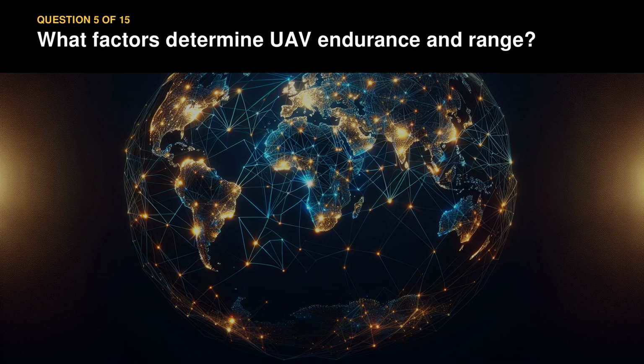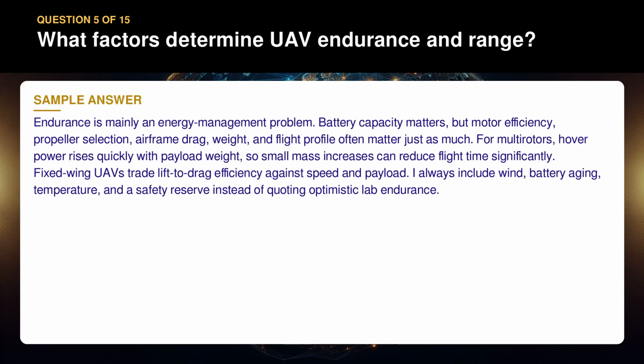Question 5. What factors determine UAV endurance and range? Endurance is mainly an energy management problem. Battery capacity matters, but motor efficiency, propeller selection, airframe drag, weight, and flight profile often matter just as much. For multirotors, hover power rises quickly with payload weight, so small mass increases can reduce flight time significantly. Fixed-wing UAVs trade lift-to-drag efficiency against speed and payload. I always include wind, battery aging, temperature, and a safety reserve instead of quoting optimistic lab endurance.